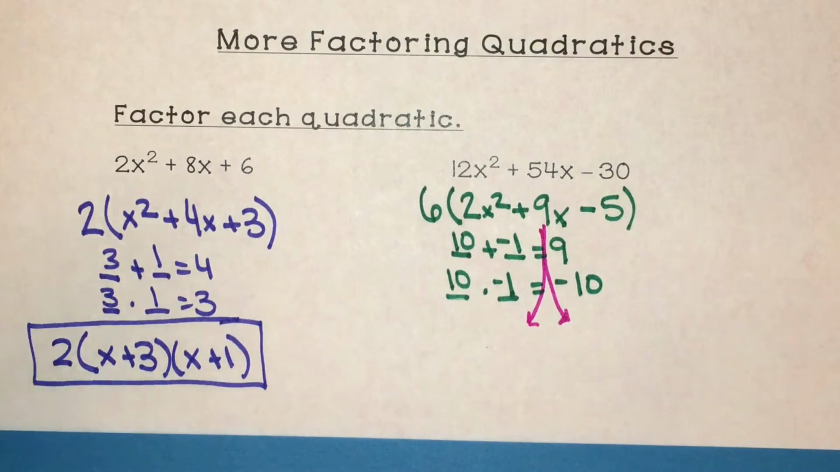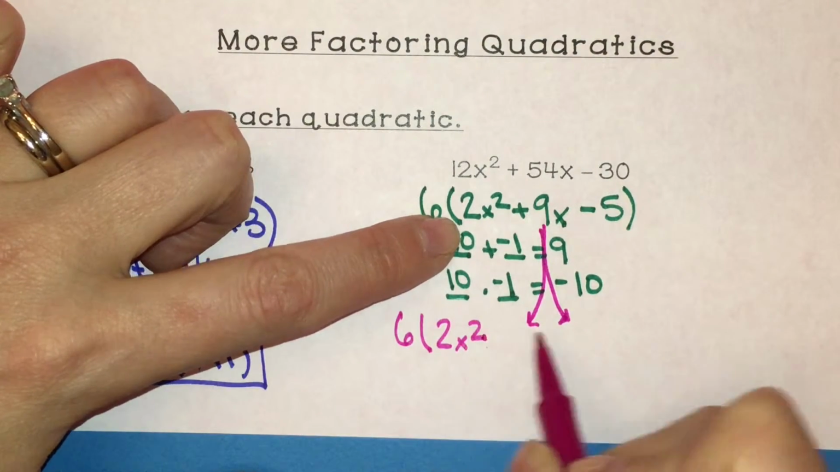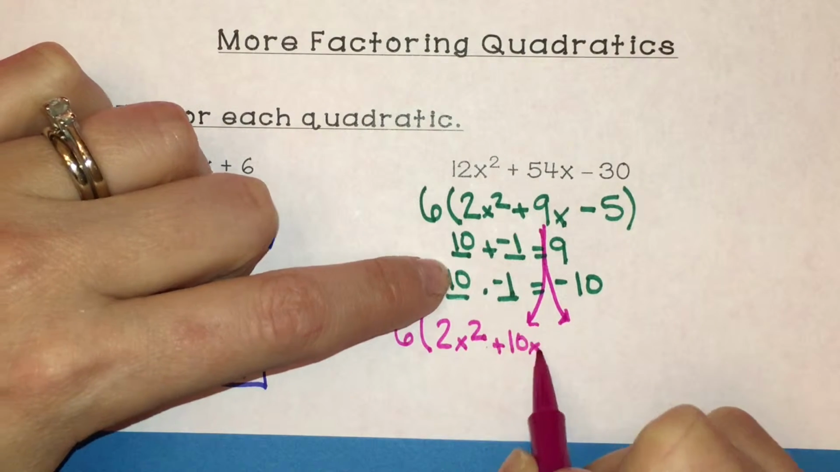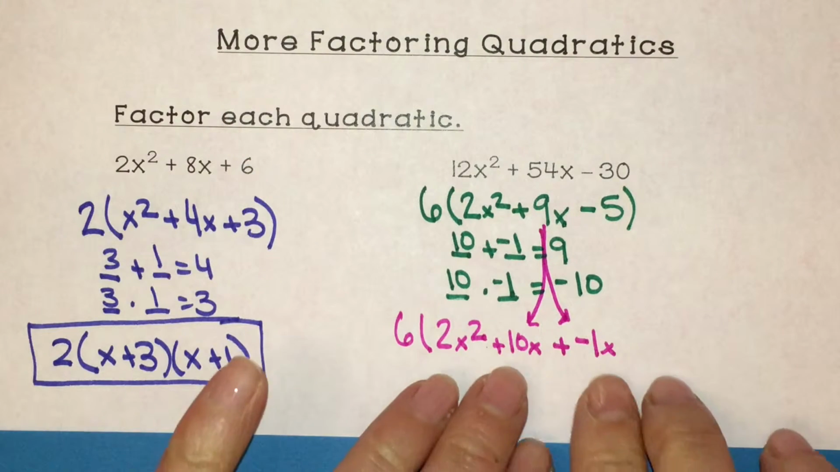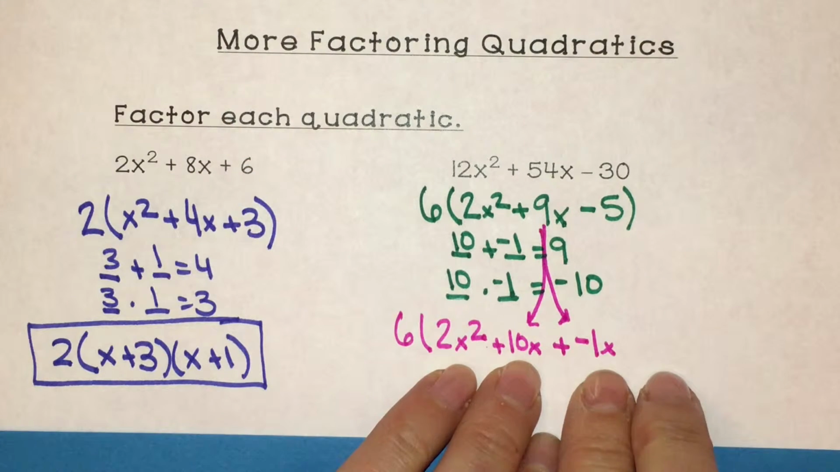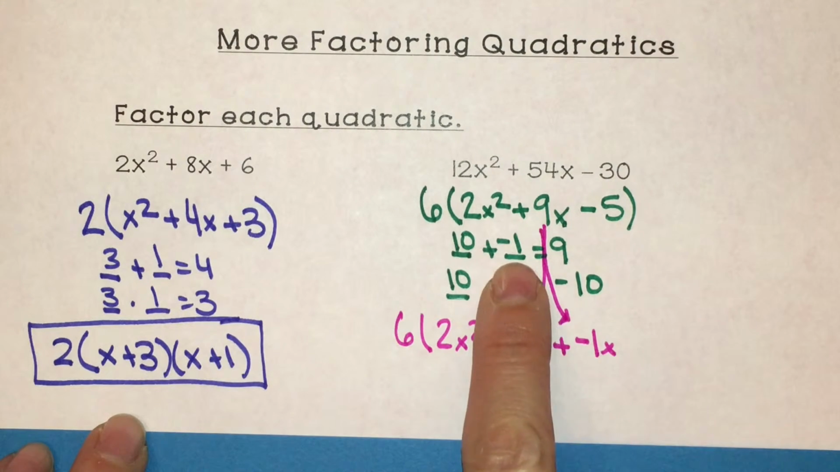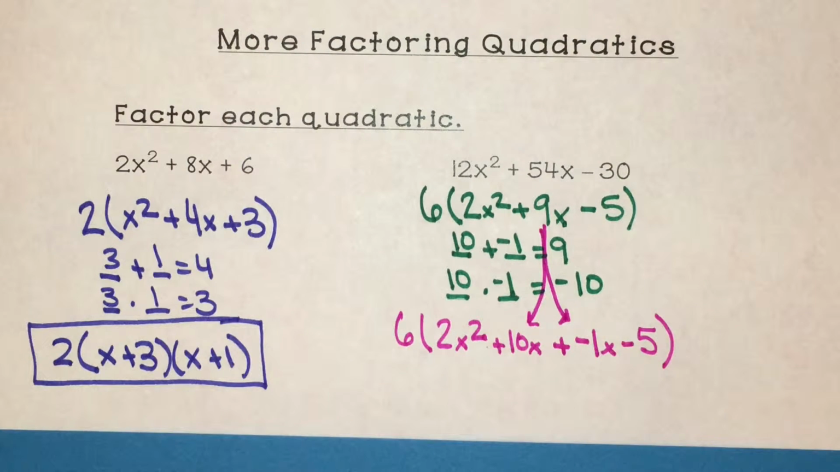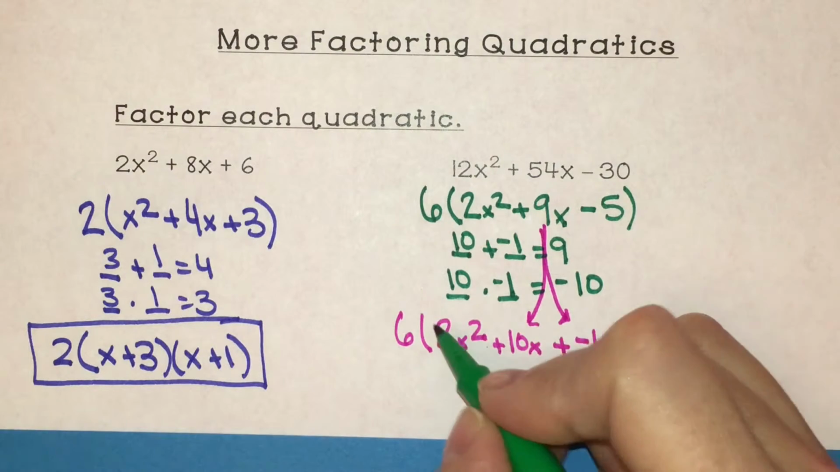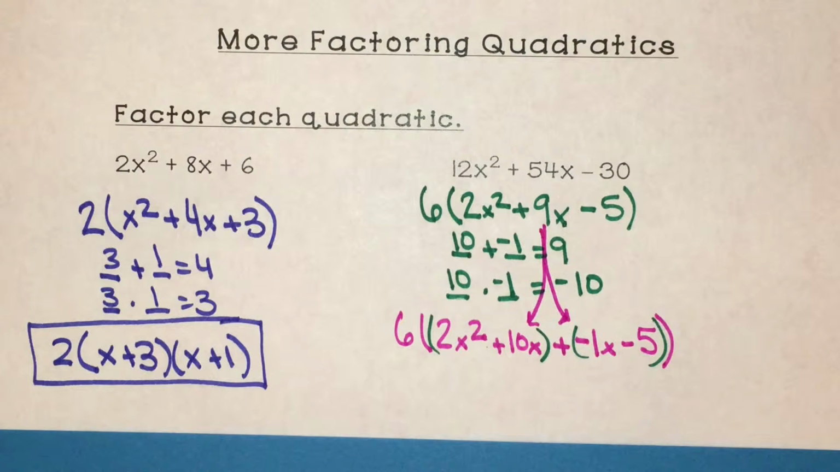I'm going to bring everything else straight down. We have 6 times 2x squared plus 10x. I'm going to write it as plus negative 1x, because remember when we do this we're going to put parentheses around the first 2 terms, last 2 terms, and I want addition in the middle. So that's why I put plus negative 1x. Bring down that minus 5. All right, it's all inside parentheses because it's all multiplied by 6. Then I'm going to put parentheses inside it around my first 2, around my last 2 terms. Then I'm going to see what I can factor out, their greatest common factor.